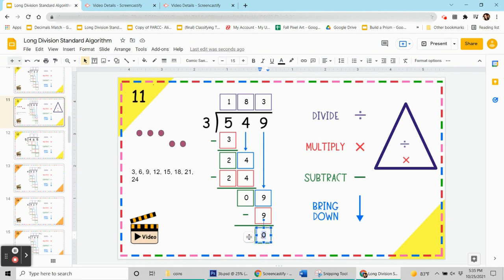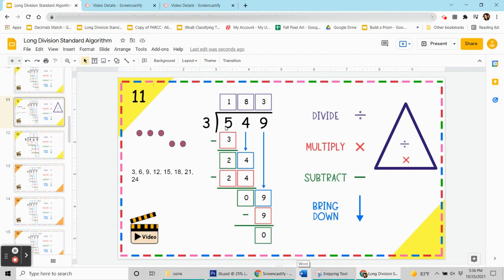Since it's a 0, there's no remainder, which means if I had 549 Pokemon cards and I put them into 3 boxes, I would be able to put the same exact amount in each box without one left over. So there's no remainder. 549 can be divided up perfectly. And if you wanted to double check this, you would do 183 times 3. And if you do 183 times 3, you will get 549 exactly.